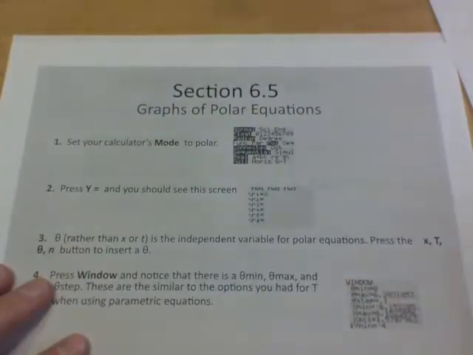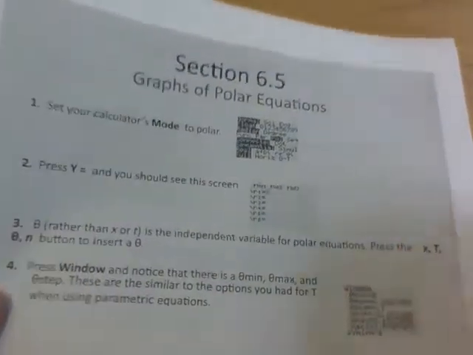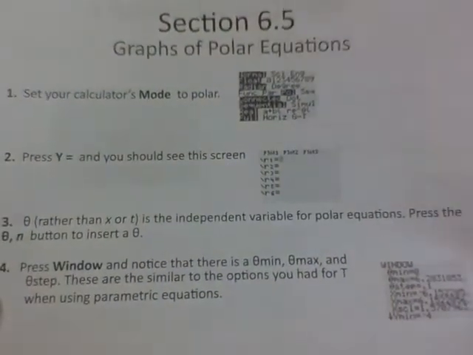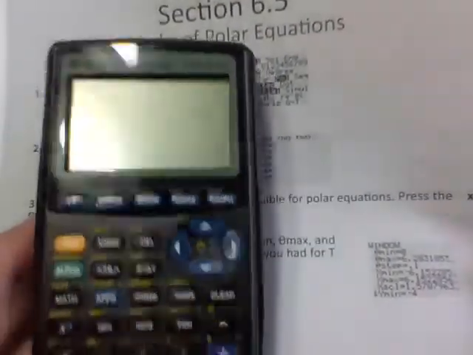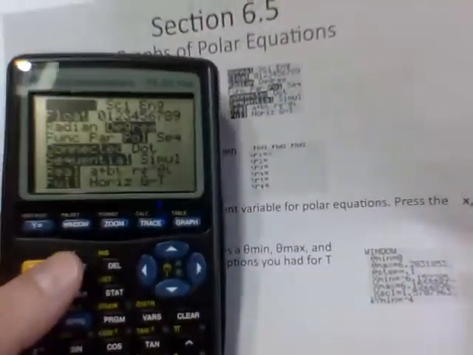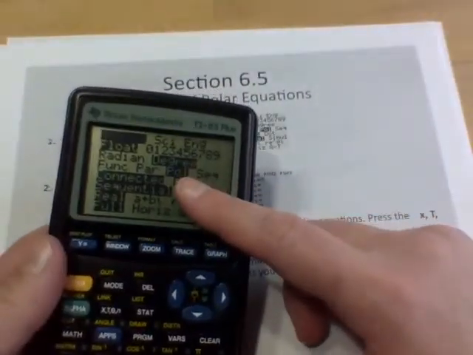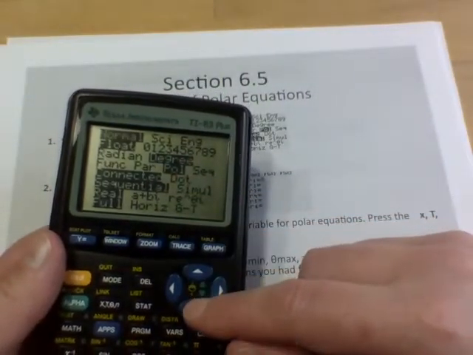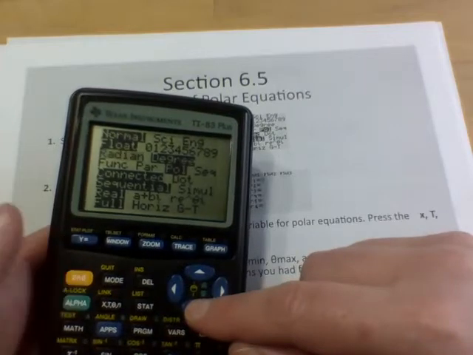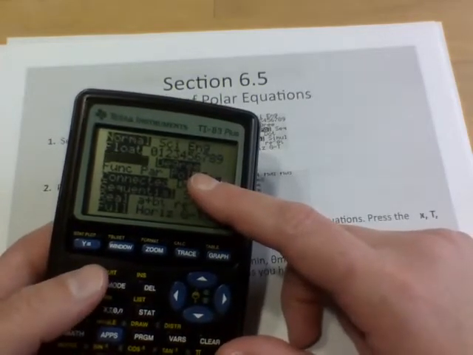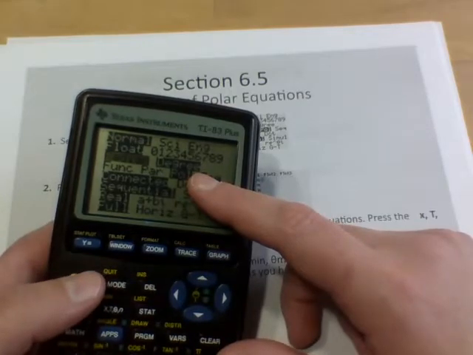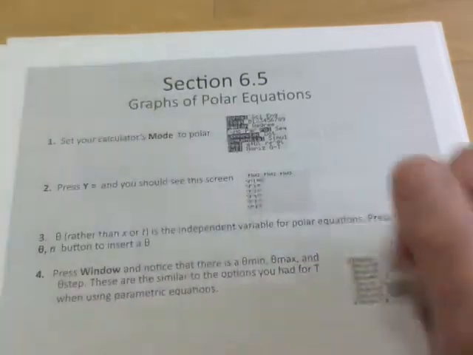So the first thing that you want to do when you're graphing polar equations is make sure that your calculator is in polar mode. When you turn it on, you go to mode, and hopefully you are in polar. We do tend to graph in both radian and degree, but since we think a little bit more in degrees, you may want to have that reference in there.